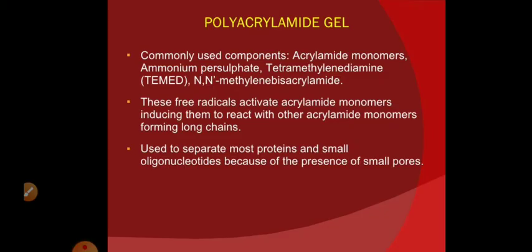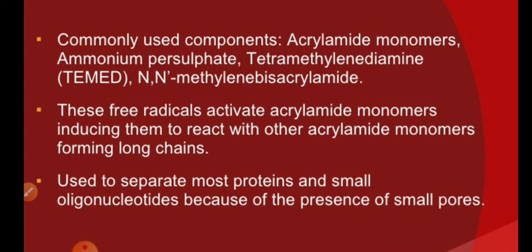Now, the next type of gel is polyacrylamide gel. Polyacrylamide gel is also commonly used, but it will make a gel having small pore size. So it is used for separating macromolecules having a smaller size, like proteins and small units like disaccharides. Now, how is polyacrylamide gel made?